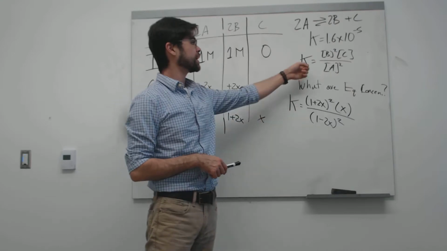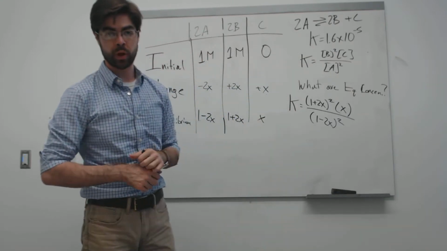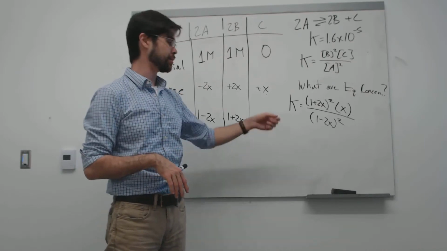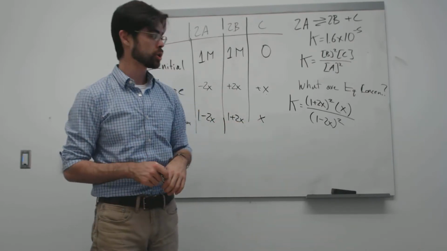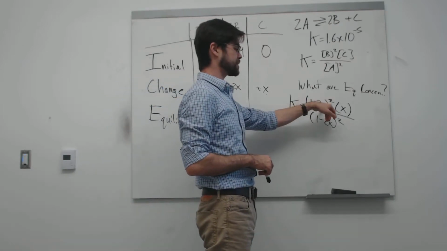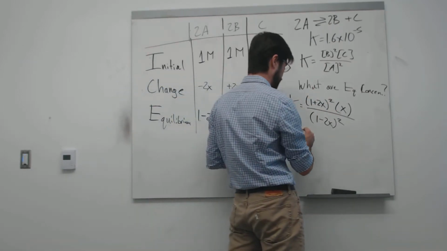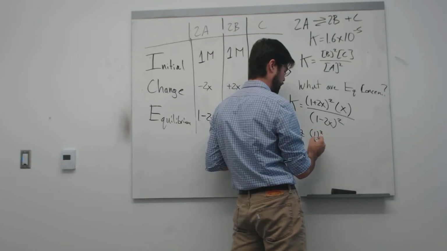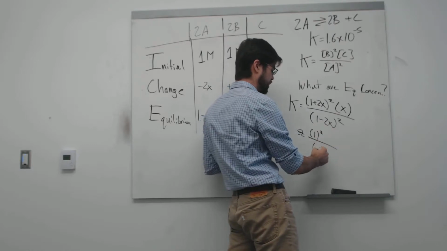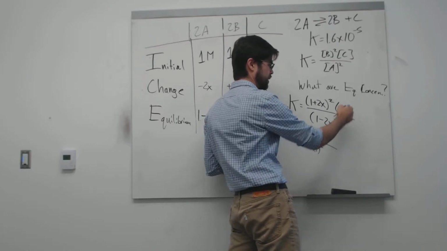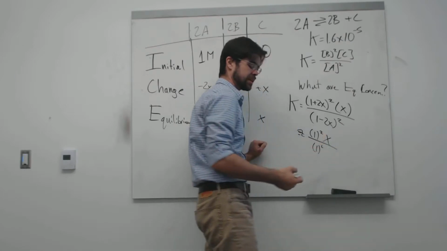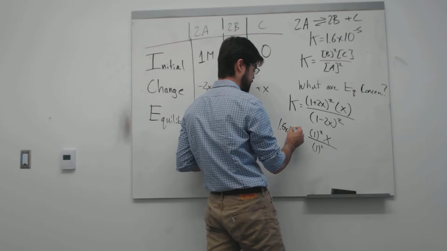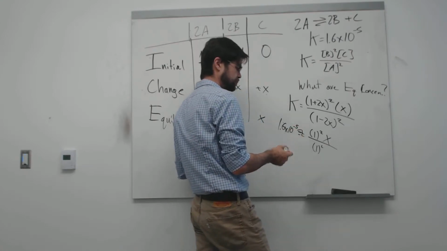So case in point here, K is yet again quite small. I don't expect to produce many products. I don't expect x to be that large. So what I can say is, okay, 1 plus something very small is about 1. So this is approximately equal to 1 squared. 1 minus something small is about equal to 1, times x, well, that's still going to be something small, and that will again be equal to 1.6 times 10 to the negative 5.